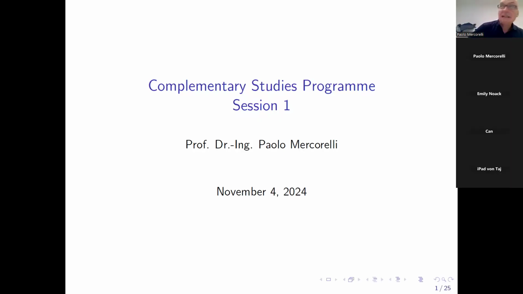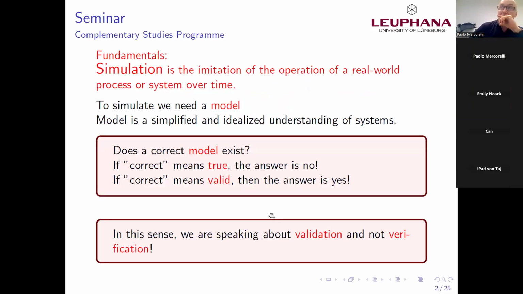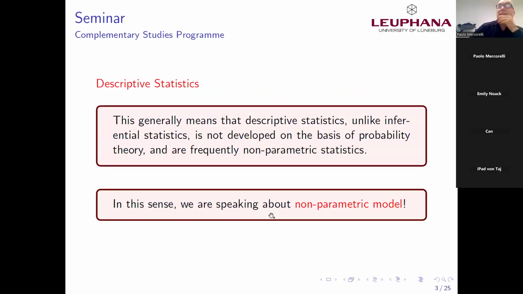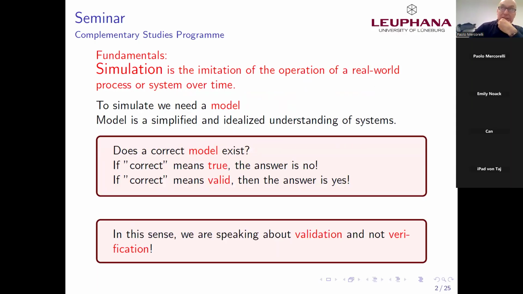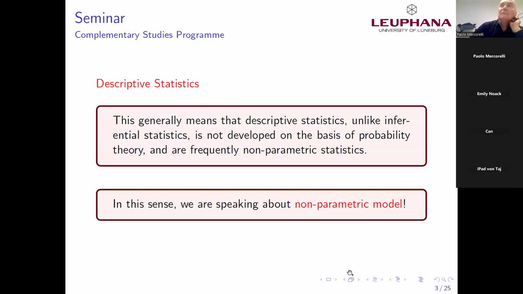Do you remember last time, after a long introduction, we saw what a model is, if this model is correct, meaning true, if correct means valid. I don't have time now to repeat everything in detail, but if you remember, I tried to introduce the concept of a model for a system. Do you remember the difference, validation, verification?